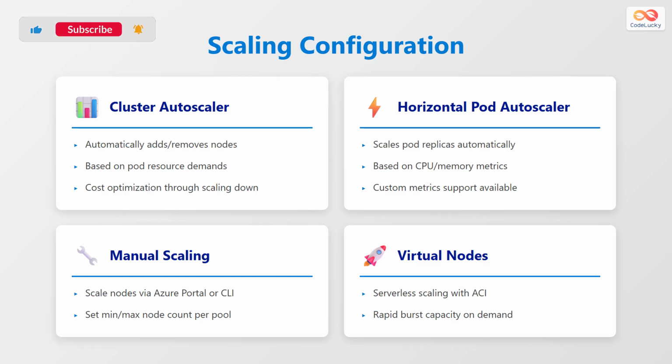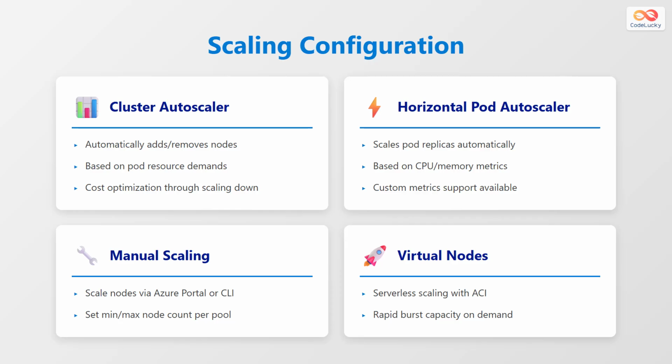AKS provides multiple scaling mechanisms to ensure your applications can handle varying workloads efficiently. The cluster Autoscaler automatically adds or removes nodes based on resource demands from your pods. When pods cannot be scheduled due to insufficient resources, new nodes are added. When nodes are underutilized, they're removed to optimize costs. The horizontal pod autoscaler scales the number of pod replicas automatically based on observed metrics like CPU or memory utilization. It can also use custom metrics for more sophisticated scaling decisions. This ensures your applications maintain performance under load while conserving resources during quiet periods.